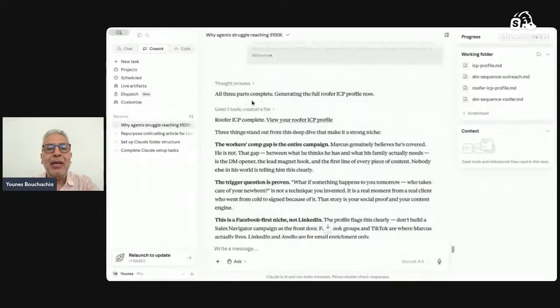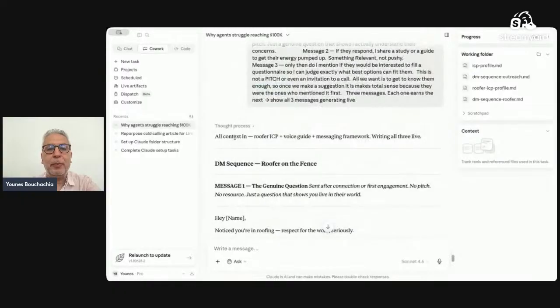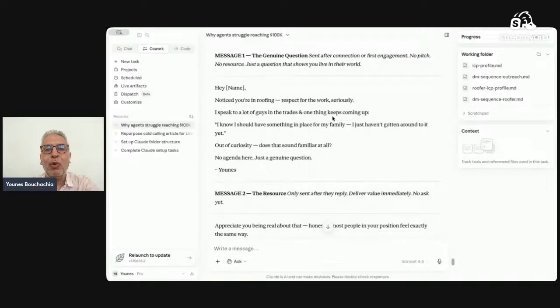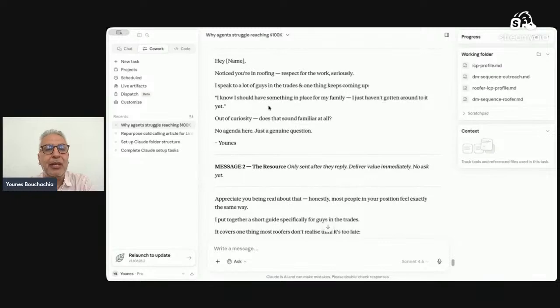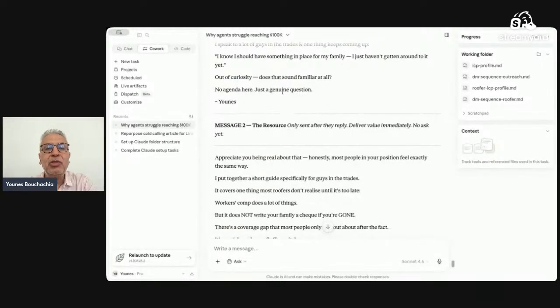Now it goes and it generates for you a full DM script. So it goes here, DM sequence roofers on the fence. Let me just read you quickly so you get the idea. Notice the first DM. Notice you are in the roofing, respect for the work, seriously. I speak to a lot of guys in the trades. One thing keeps coming up: I know I should have something in place for my family. I just haven't gotten around to it yet. Out of curiosity, does that sound familiar at all? No agenda here, just a genuine question.